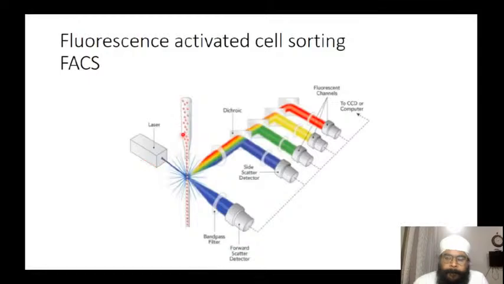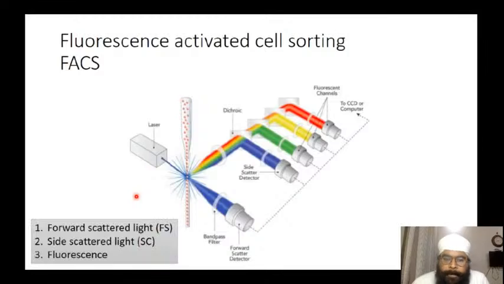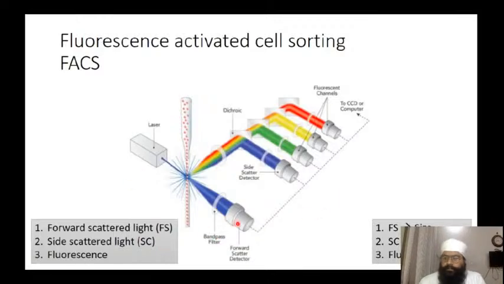Now, when the cell passes through the laser beam, this is going to happen. First, I will get the forward scattered light, which is detected by the forward scatter detector, and this is proportional to the size, as we saw in details in the previous video. So, forward scattered light is directly proportional to the size of the cell. Side scattered light is directly proportional to the complexity of the cell. And then the fluorescence will give me information about which one of the cells is expressing the protein and which one of the cells is not expressing the protein.